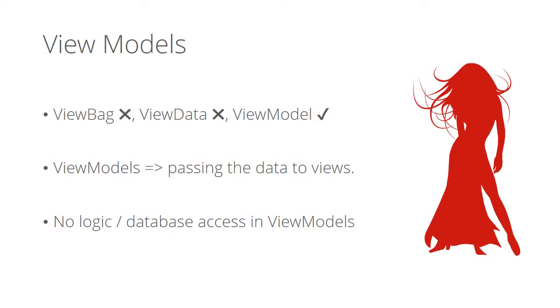Also, view models are only for passing data to views. Just put properties and trivial operations if you need them, like getting the time difference between two datetime objects. That's why you should never put logic or database instructions into view models.